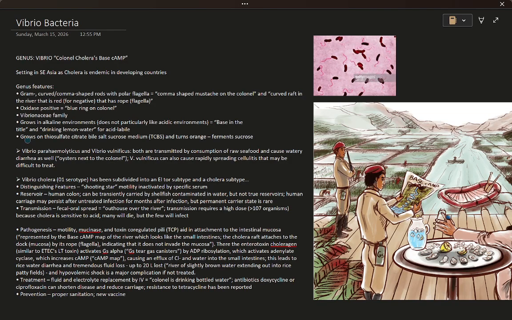And then lastly, they happen to grow on thiosulfate citrate bile salt sucrose medium, or TCBS. And when they do so, they turn orange, and this is because they ferment sucrose. So once again, they grow in TCBS, which stands for thiosulfate citrate bile salt sucrose medium, and they're responsible for fermenting sucrose. And don't forget that they love alkaline environments.